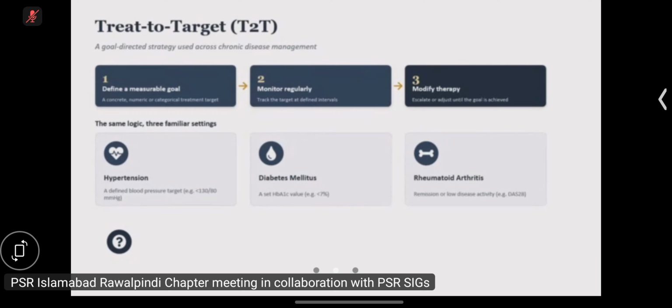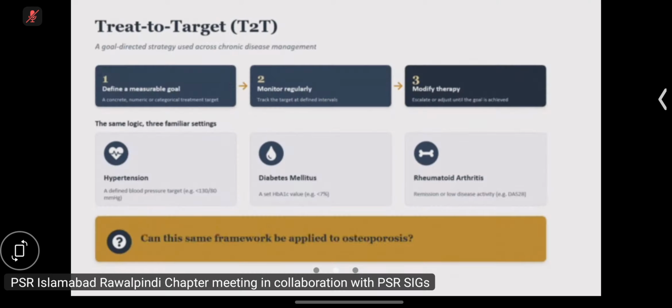We have seen this therapy work in context of management of hypertension, in context of management of diabetes mellitus, and more recently in context of rheumatoid arthritis. So now the burning question is, can this same framework be applied to osteoporosis? And this is what I'll be dissecting in today's presentation.